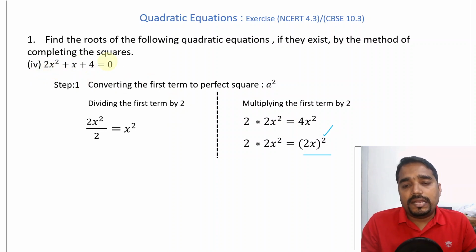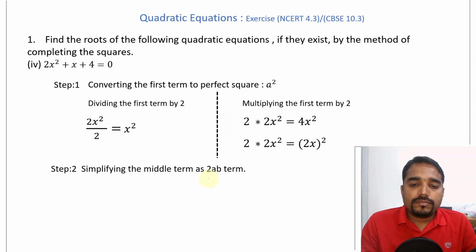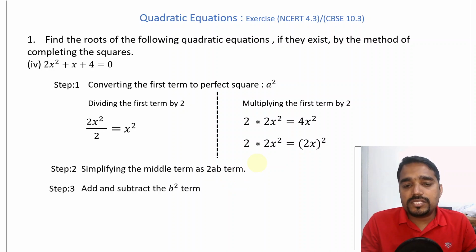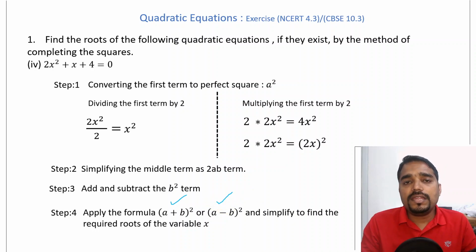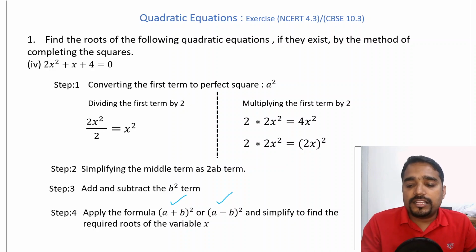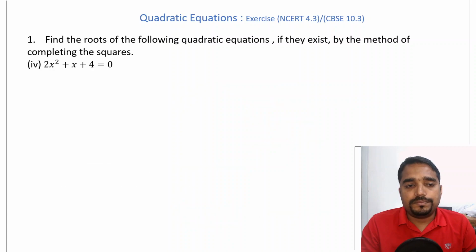Since there is a whole square term for 2x, the first term is expressed as a perfect square. The next step is to express the middle term as a 2ab term, and the third step is to add and subtract b square. This is an optional step depending on the type of problem. The fourth step is to apply either a plus b whole square or a minus b whole square and simplify to find the roots of the given equation. Now let us proceed with the solution by starting with the first step.